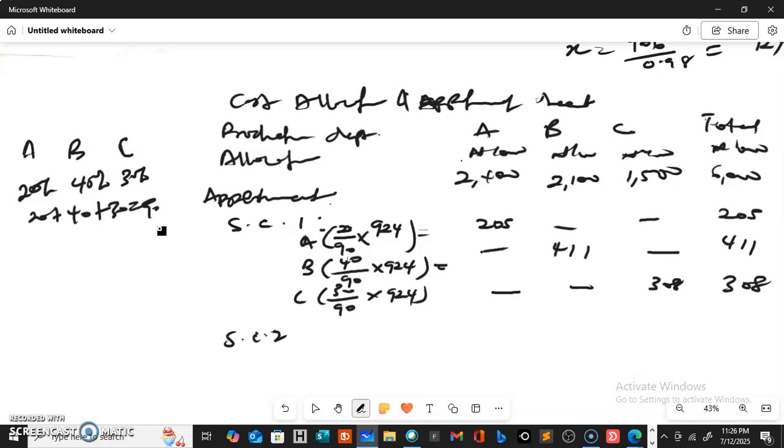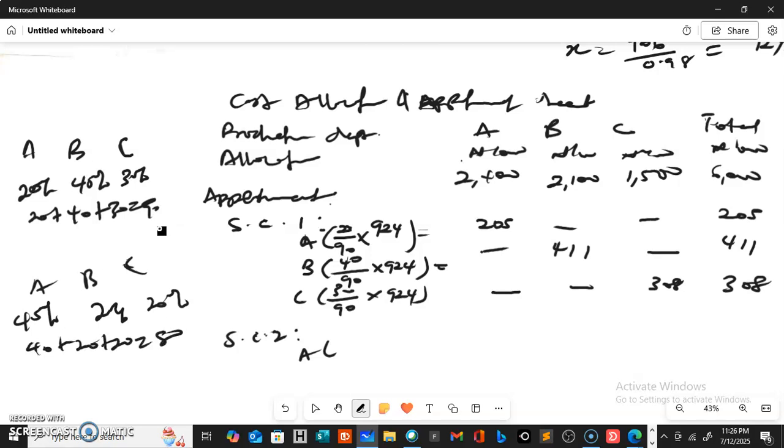So for service cost center 2 now, let's apportion that. From the question, we were told A should be given 40%, B is 20%, and C is also 20%. Remember that the 20% has gone to service cost center 1 already. So we are now left with 40 plus 20 plus 20, which is 80. So A is now 40 over 80.